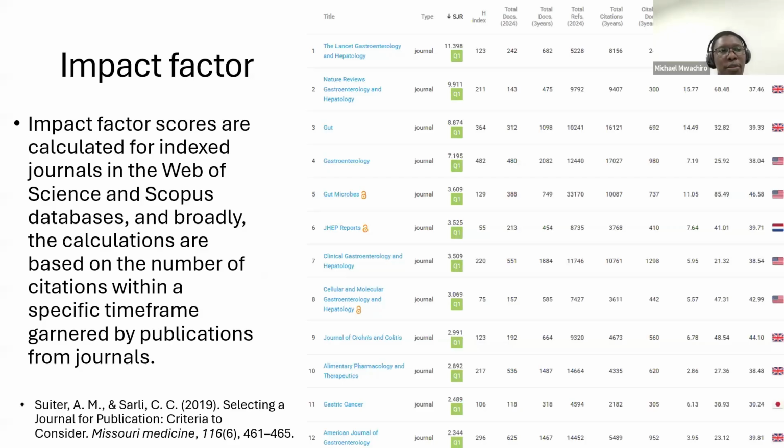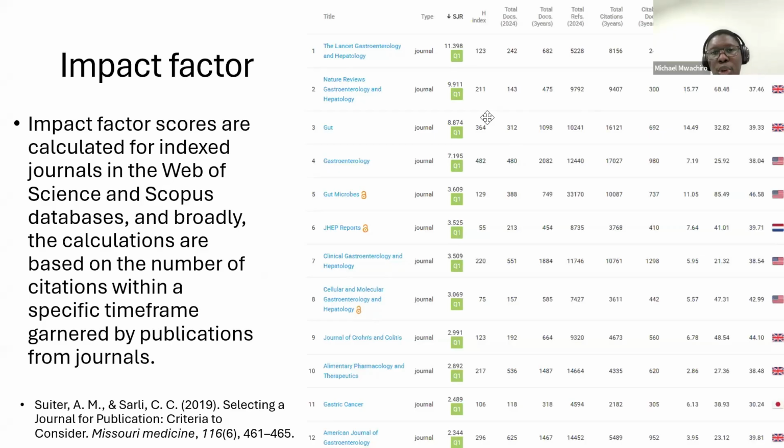Then there's a thing we call the impact factor, and this is an important one. Essentially, this is calculated from indexed journals in the Web of Science and Scopus databases. Generally, these are based on the number of citations within a specific time frame garnered by the publications from the journals. So they do this calculation and come up with a metric.